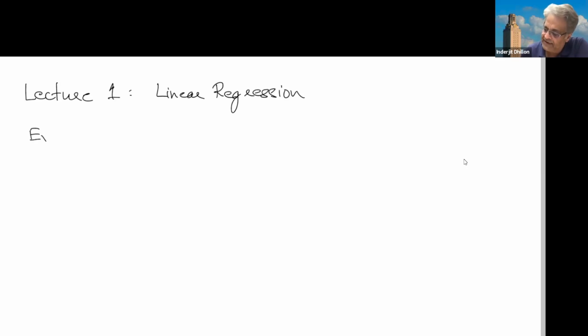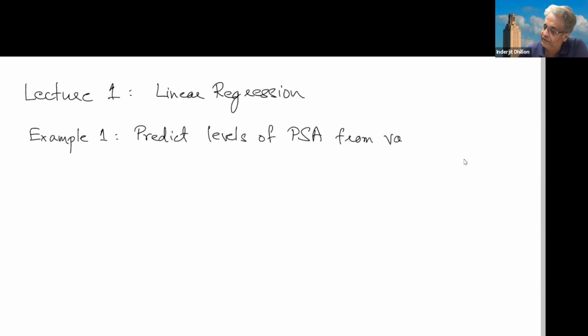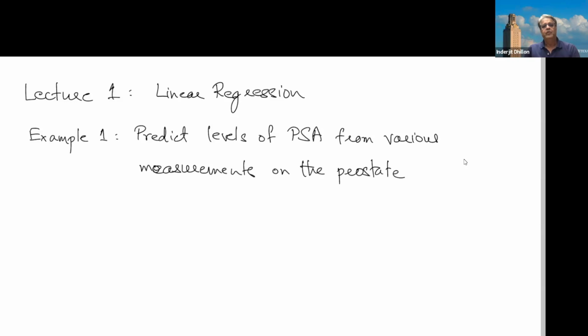Let's consider an example predictive problem. Let's suppose you want to predict PSA levels from various measurements on the prostate. Okay. The details are not that important, but what is important is that there are two things.